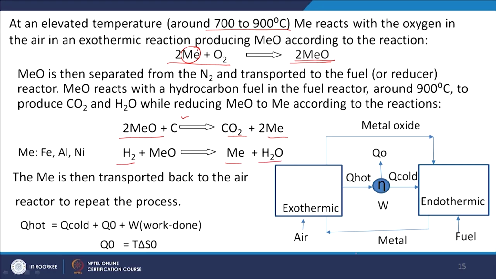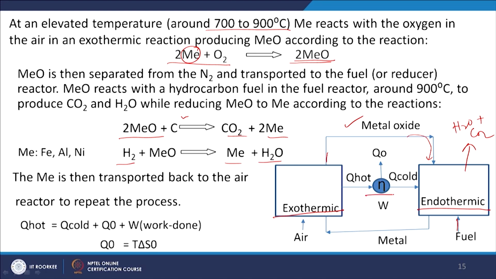So, we can represent the phenomena in this figure. This is our fuel, and this is our metal oxide. It will give us H2O plus CO2, and the metal is coming here with air. So, it is giving us oxidation and we are getting metal oxide. The metal to metal oxide formation is an exothermic process, and here it is an endothermic process. So, these two types of processes are going in the cycle.